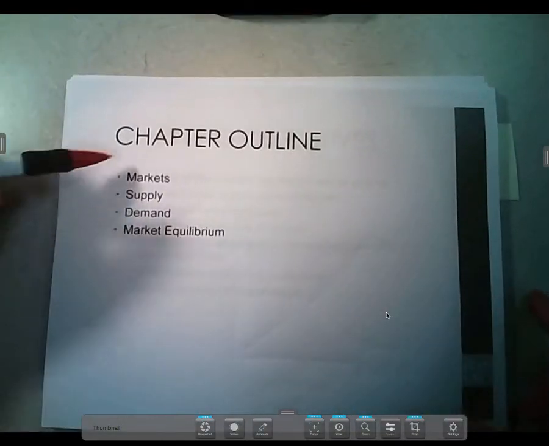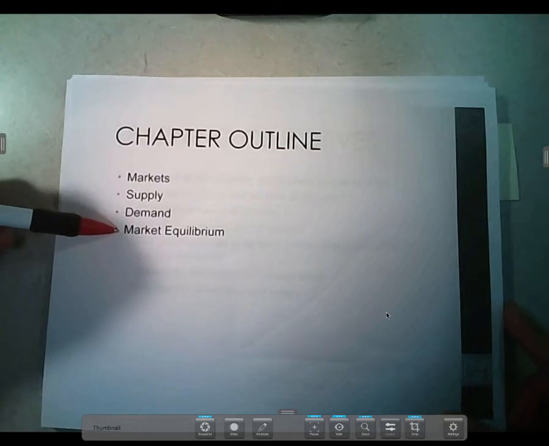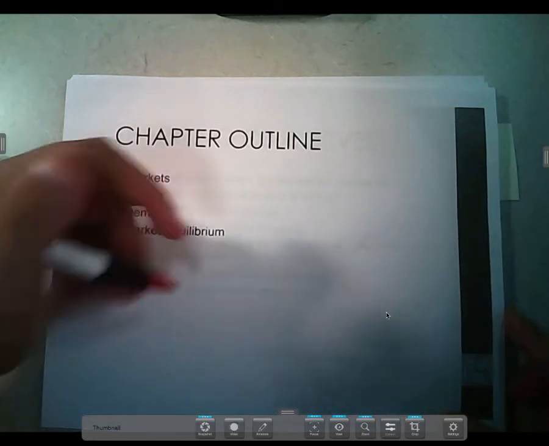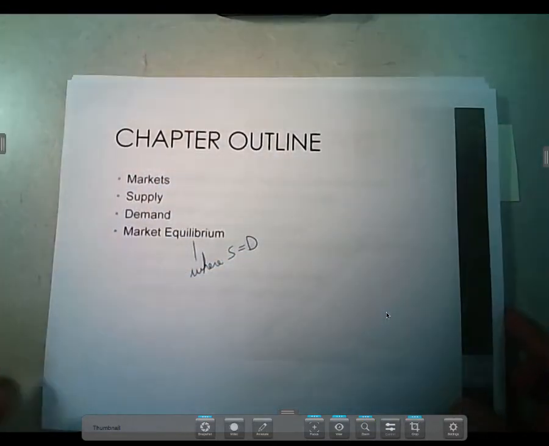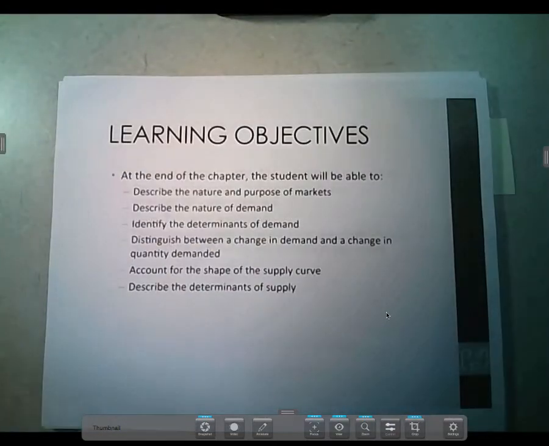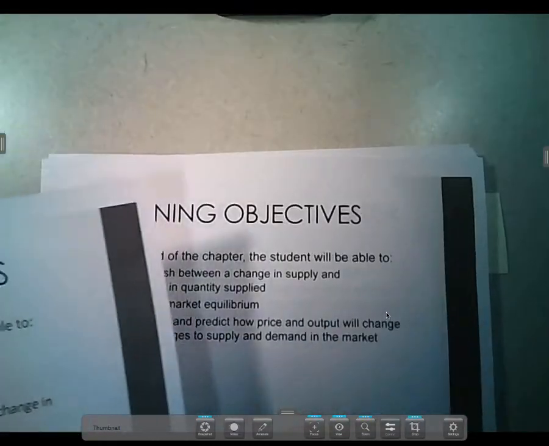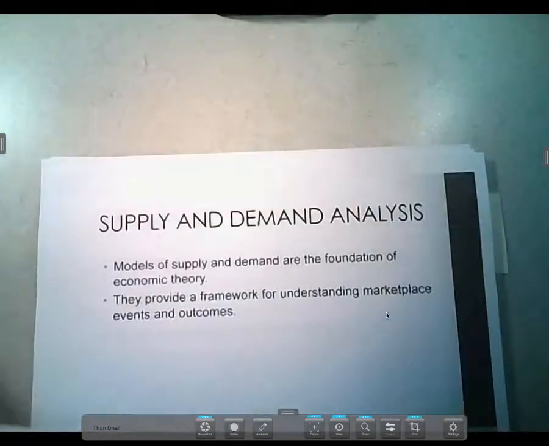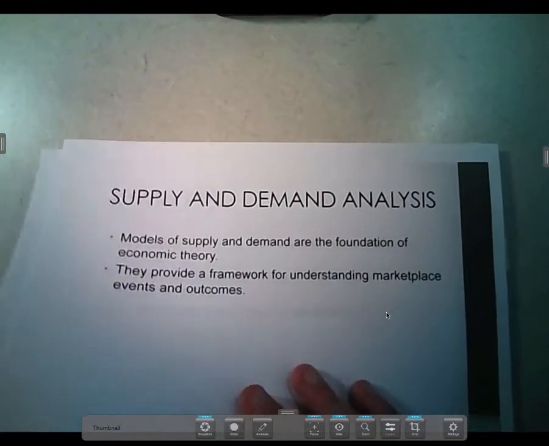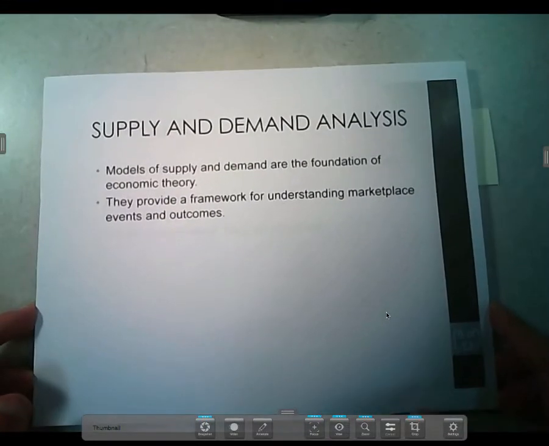As we said, we're talking about markets, the supply curve, the demand curve, and the point where the two of them meet, that equilibrium point, or where supply equals demand. Because this is a long chapter, and this video will probably be the longest of this entire course, I'm just going to skip ahead here to the actual material.